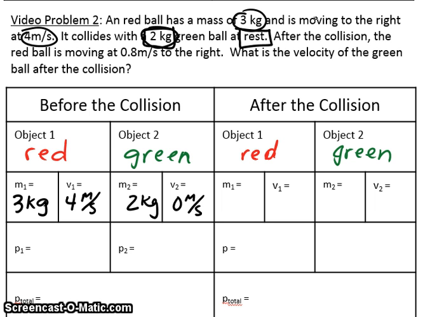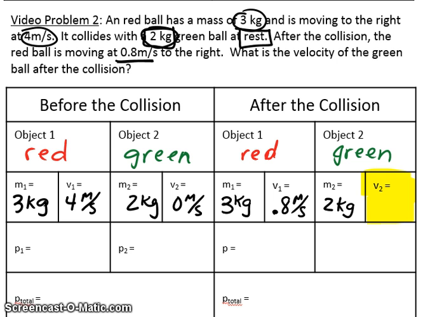After the collision, the red ball is moving at 0.8 meters per second to the right. The red one had a mass of 3 kilograms, so the red is still 3 kilograms, moving to the right, so that's positive, at 0.8 meters per second. The green ball, after the collision, is still going to have a mass of 2 kilograms. We're looking for that velocity after the collision, so we're looking for that box.